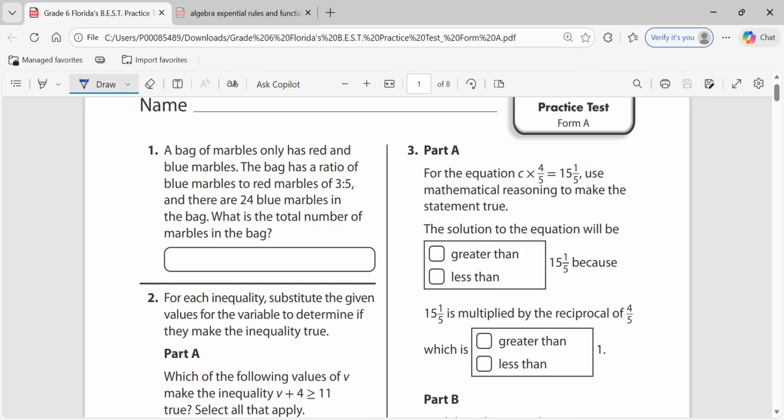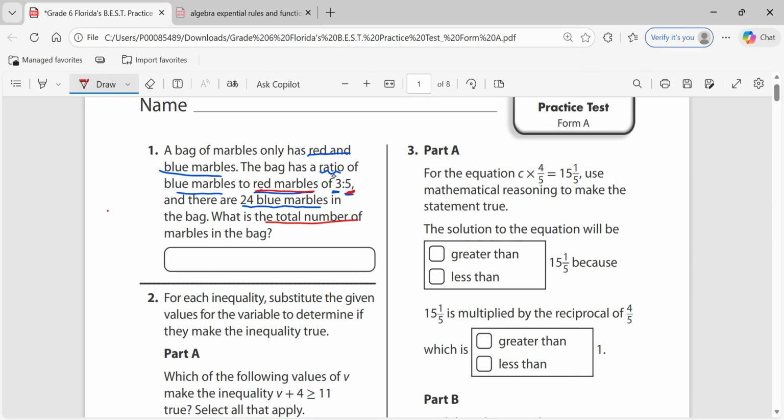So it says a bag of marbles only has red and blue marbles. The bag has a ratio of blue marbles first to red marbles of 3 to 5. So that's blue and that's red. If there are 24 blue marbles, red marbles is here, blue to red, and there are 24 blue marbles in the bag. What is the total number of marbles in the bag?